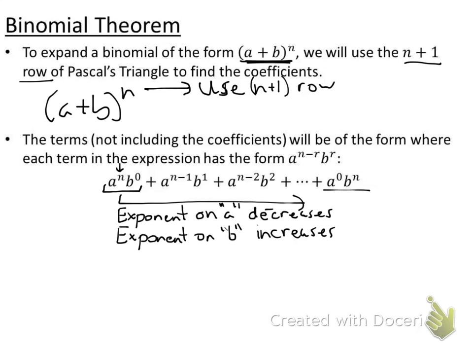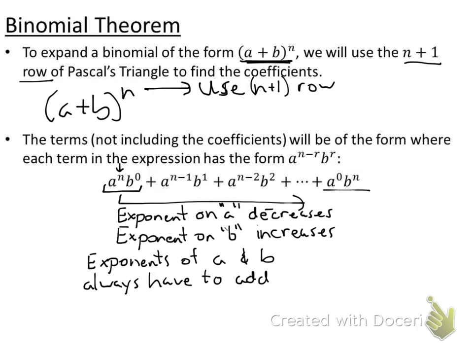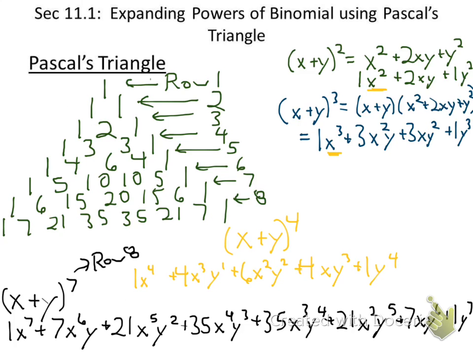Now, another thing you may notice is that the exponents of a and b always have to add to n. So if it's to the 5th, no matter what term I look at, the exponent of a and the exponent of b should add to 5. Let's look back at the ones we had. When we had to the 7th, I had 5 and 2, 4 and 3, 3 and 4, 2 and 5, 6 and 1, 7 and 0. It always added to 7. That's something that may help you as you go through them.